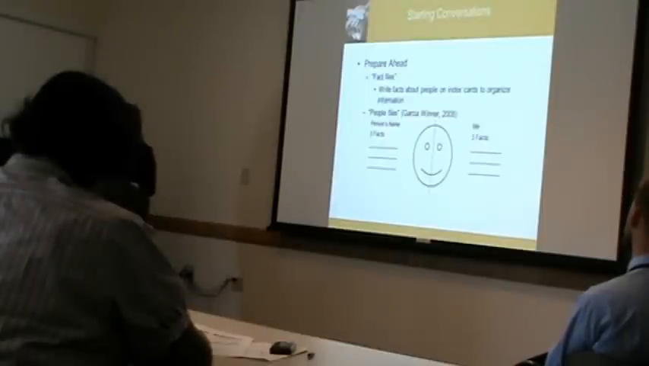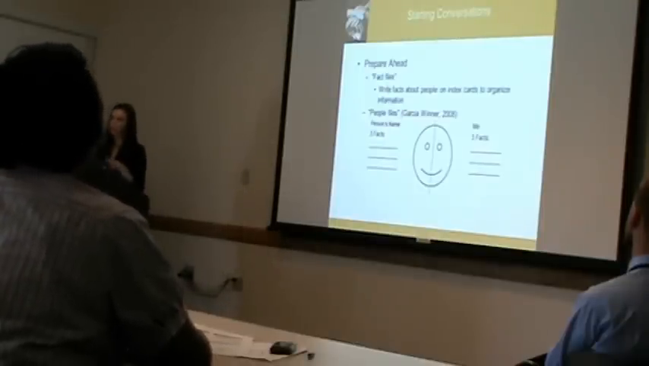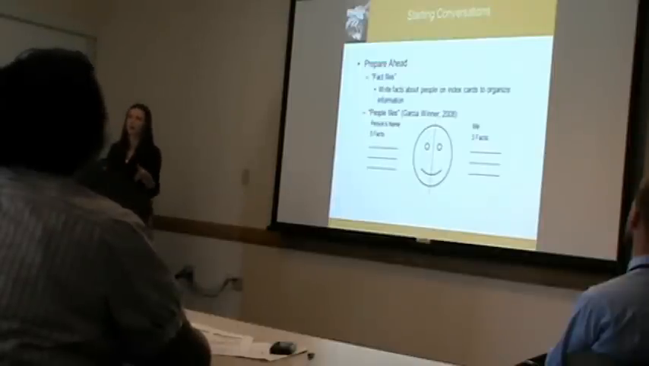So another version of this that might be appropriate for younger children is the people file, which you can see here. What happens is children write three facts about themselves on one side and then three corresponding facts about the other person on the other side.